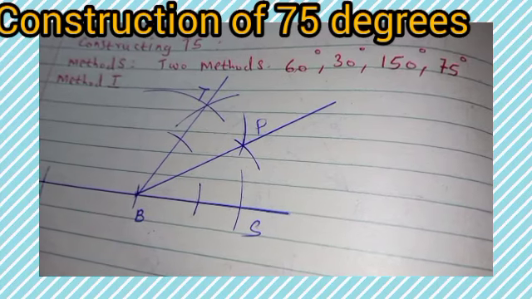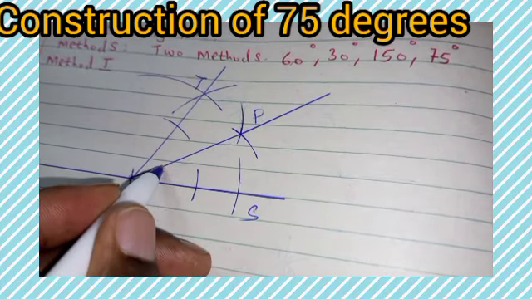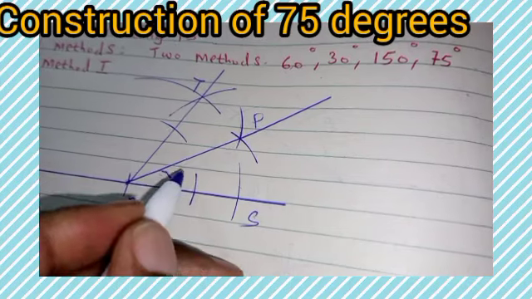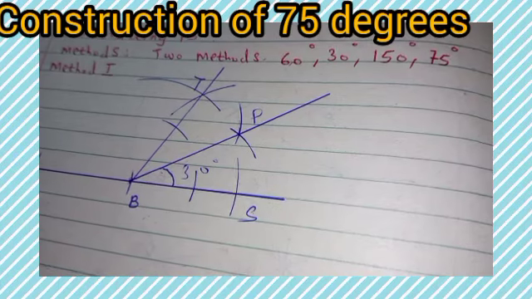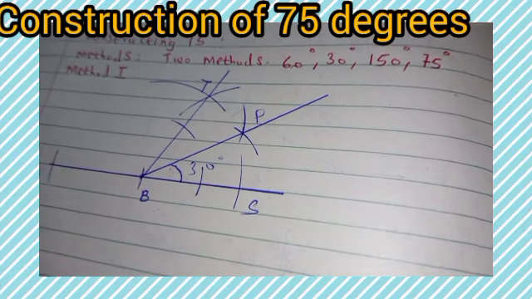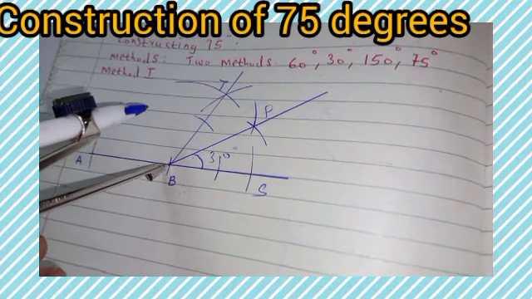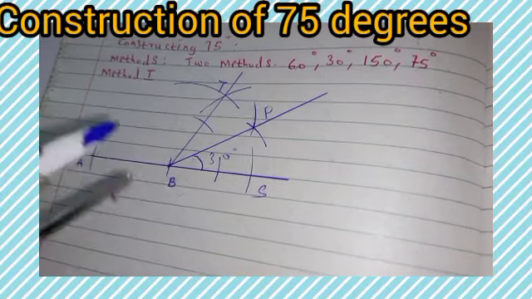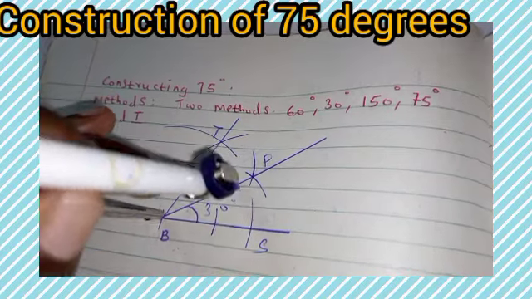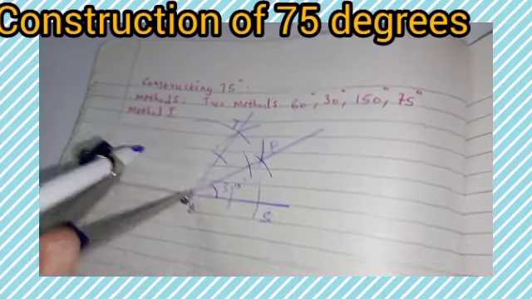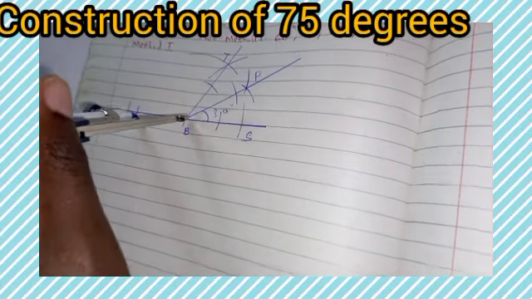Since this angle here is 30 degrees, the remaining angle is 150 degrees. So we bisect that angle. To bisect, you place your pair of compass at point B, make an arc along line BP that way. With the same radius, make another arc along line BA.